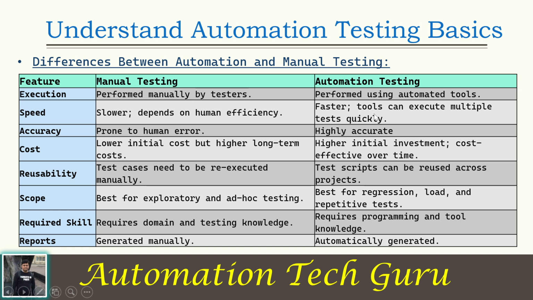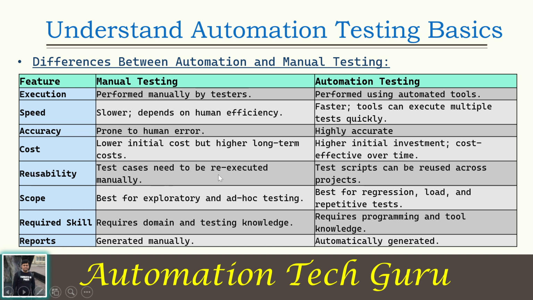Cost. Accuracy: manual testing is prone to human error, but automation testing is highly accurate. Once we write the script, it can be executed. Cost: manual has lower initial cost but higher long-term cost, while automation needs a higher initial investment but is cost effective over time.